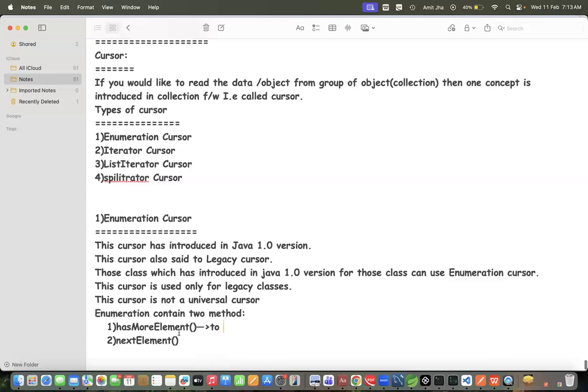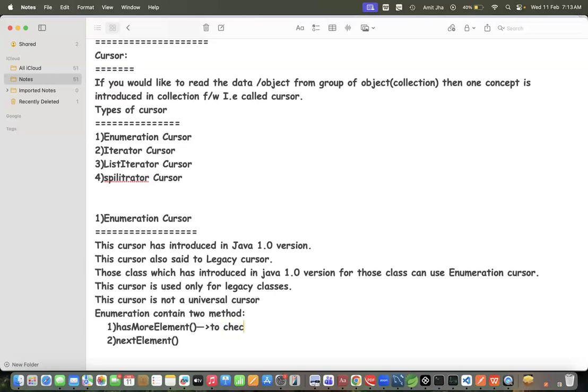So hasMoreElements will check in the collection whether data is there or not. Suppose data is not there in the collection, can we read data? If we don't have a group of objects, is it possible to read data? Not possible. If data is there, only then can we read. So this method checks whether the data is there in the collection or not.